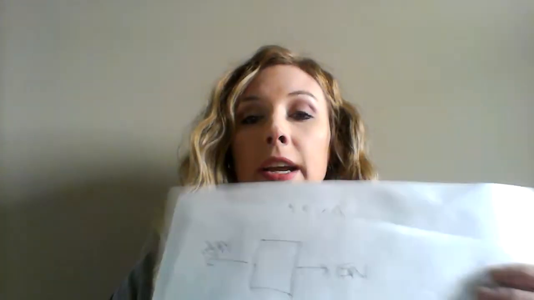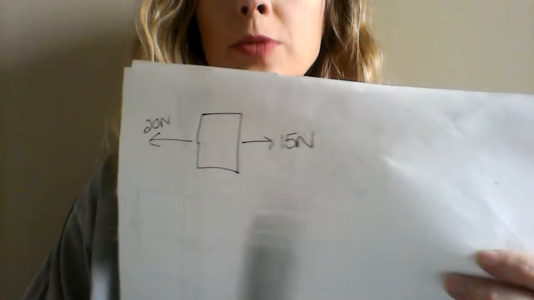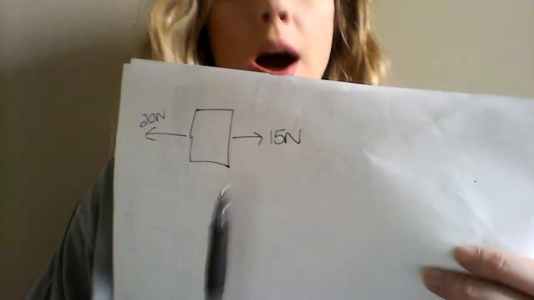Okay, so we're back. If you have a box, let's just draw another example. If I give you an example that looks like this right here, and I say that's 20 newtons, that's 15 newtons, these are in opposite directions. So you would have to subtract them to get the net force because they're in opposite directions.